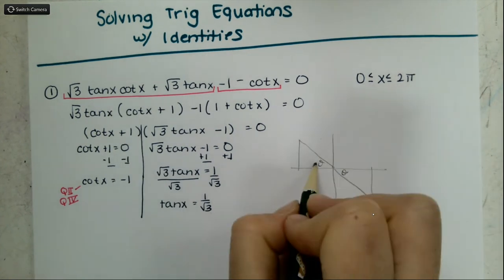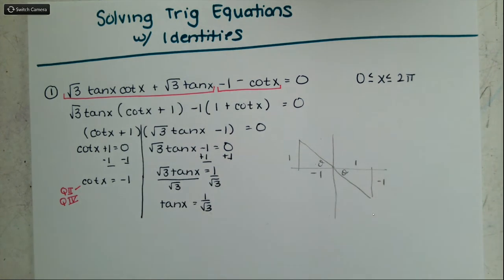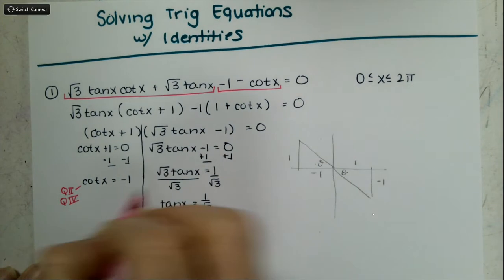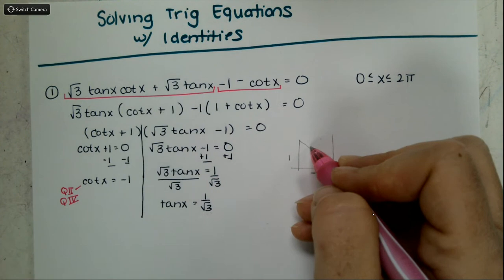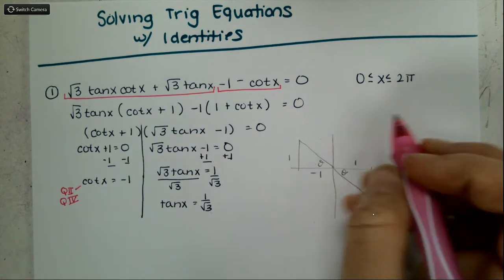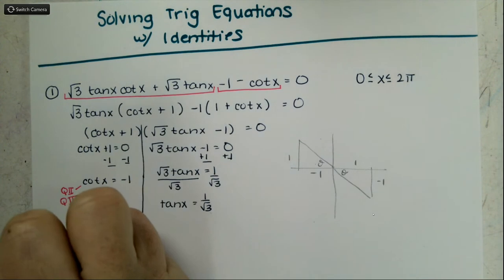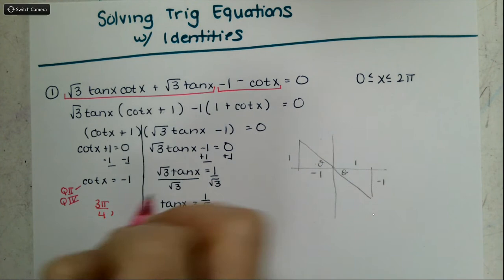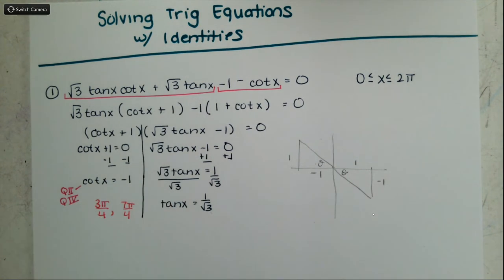In order for it to be -1, you can see it would look like that. And in order for those to be the same, this would have to be a 45-degree angle, but we are not in degrees, we're in radians. So a 45-degree angle here is 3 pi over 4, and down here would be 7 pi over 4. You'd remember from the unit circle.